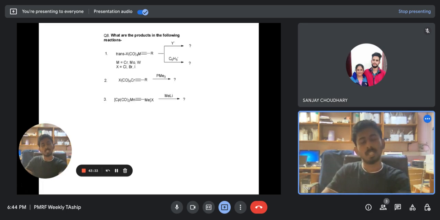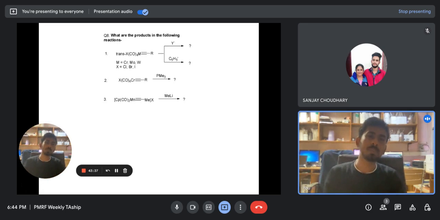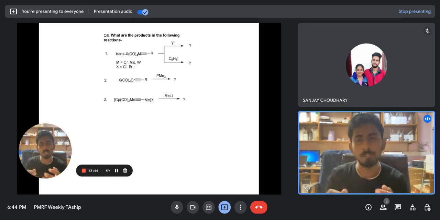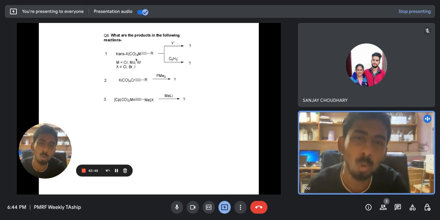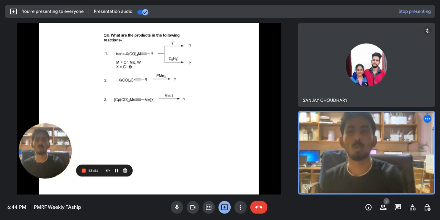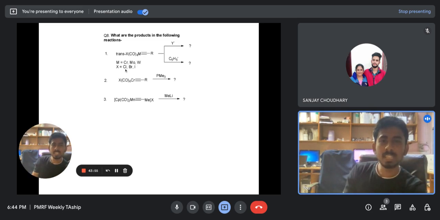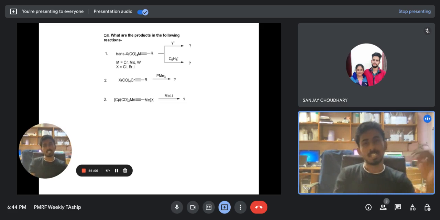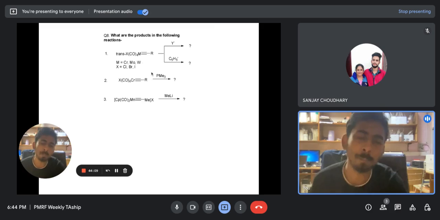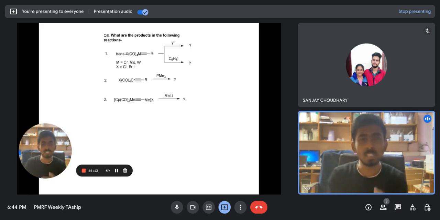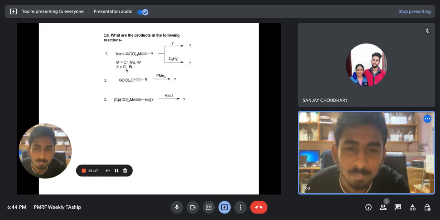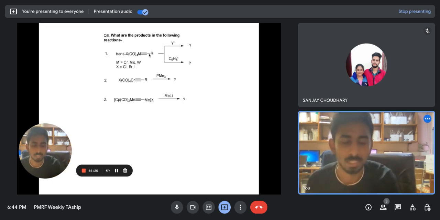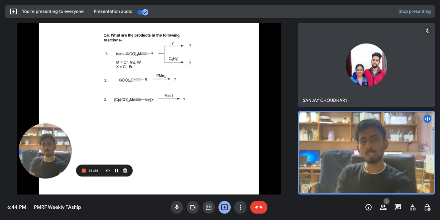In this case, I have summarized three reactions, and one by one we will see what the products are. Question 8: in the first case, this is trans-X(CO)4M triple bond CR, where M is chromium, molybdenum or tungsten, and X is Cl, Br or I, that is any kind of halide. Chromium, molybdenum and tungsten are early transition metals. In the first slide, I discussed the formation of this carbyne molecule. In that case, a Fischer carbyne was treated with BX3, and we got this trans-X(CO)4M triple bond CR, the Fischer carbyne.